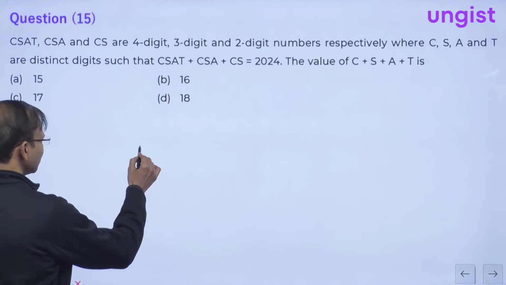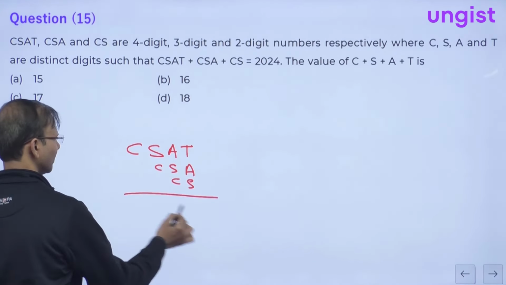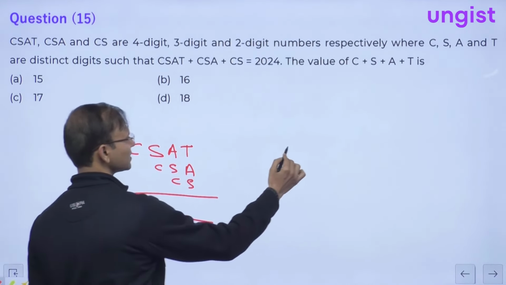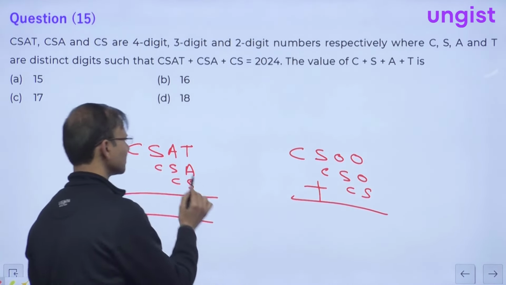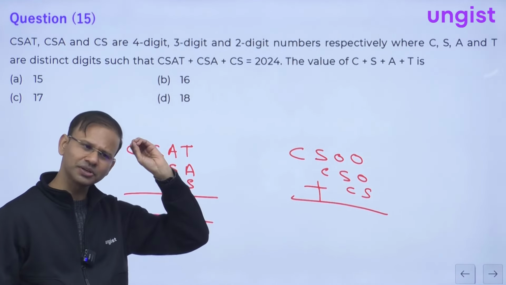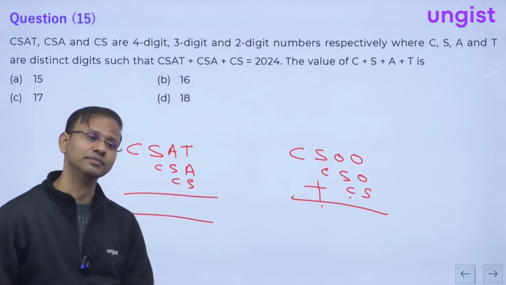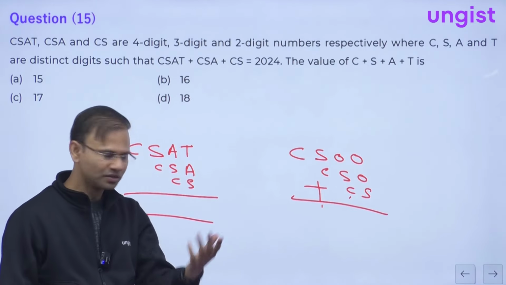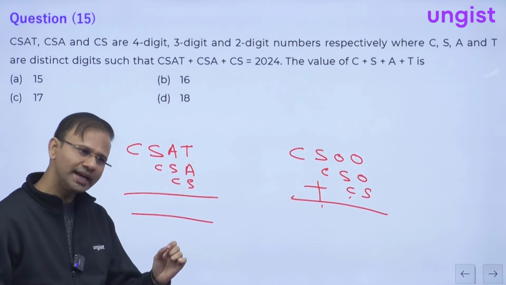Okay, yes. See everyone, CSAT plus CSA plus CS. Let me tell you, here actually it is CS00 plus CS0 plus CS, because we need to add AT and A. Getting it, everyone? If this is the combination, C can't be more than 2. C has to be 1 only. Why? Because if we consider C as 2 or 3 or 4, the sum will exceed 2024. So C has to be 1, yes or no?